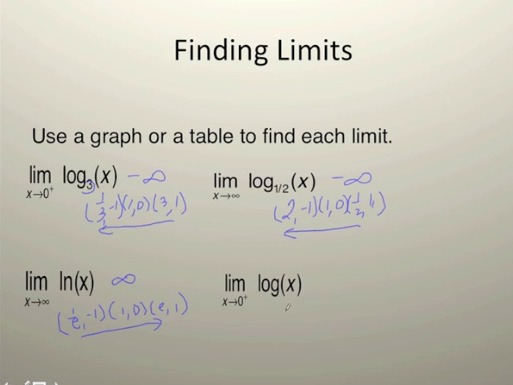And this is base 10, so our points would be 1/10, -1, 1, 0, and 10, 1. As x is going to 0 from the positive side, so going this direction, getting smaller, what's happening to the y values? They're also getting smaller, so the limit goes to -infinity.